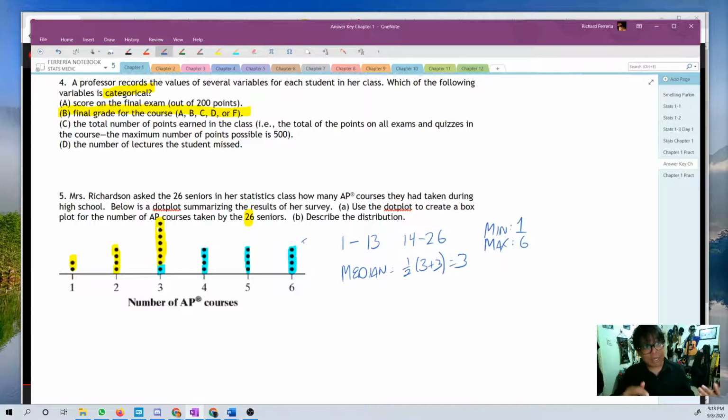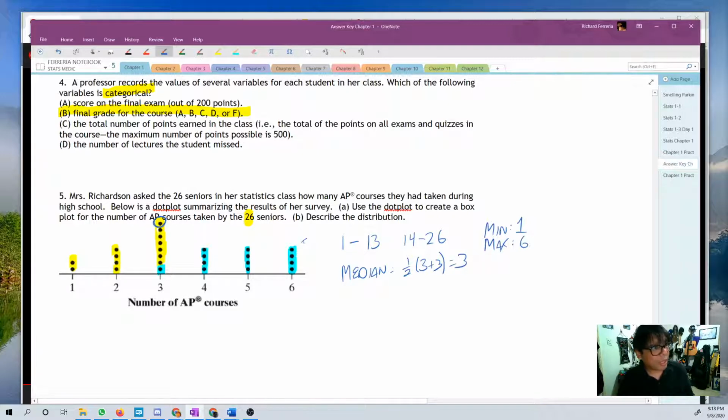So that means that the 7th student from the bottom or the top is going to be the median. So let's see how that works here. We've got 1, 2, 3, 4, 5, 6, 7 students. This person right here, that's the median.